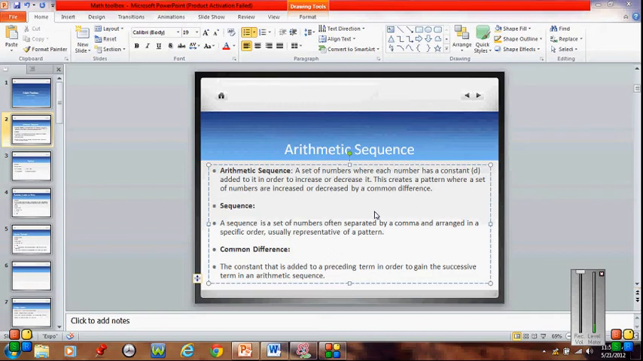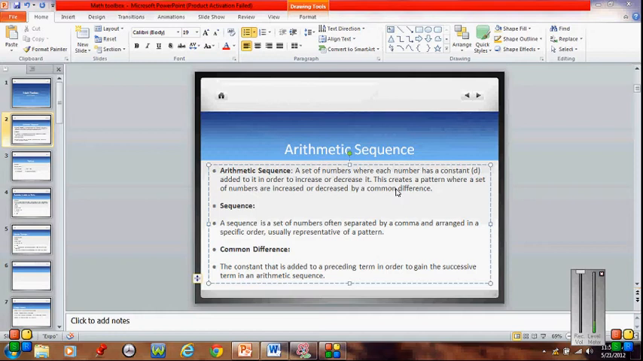Okay, so an arithmetic sequence. An arithmetic sequence is a set of numbers where each number has a constant d added to it in order to increase or decrease it. This creates a pattern where a set of numbers are increased or decreased by a common difference.